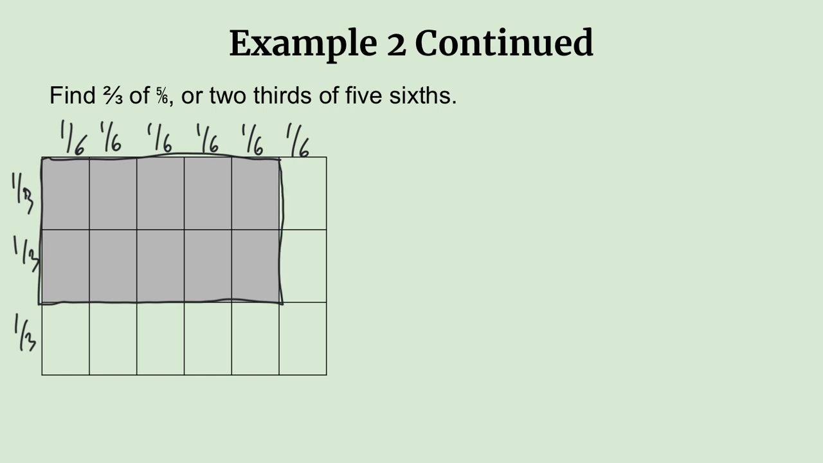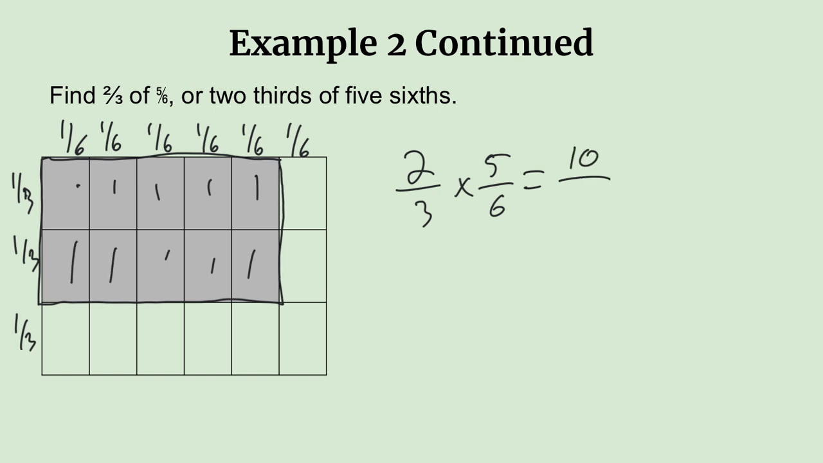Now, some of you might have noticed what we're actually doing here, where if we're doing 2/3 of or 2/3 times 5/6, that's what this problem is asking us to do. If we write the answer, we've got 1, 2, 3, 4, 5, 6, 7, 8, 9, 10 parts over a whole of 18. Now take a minute and see, can you figure out where that might come from in this multiplication problem here?